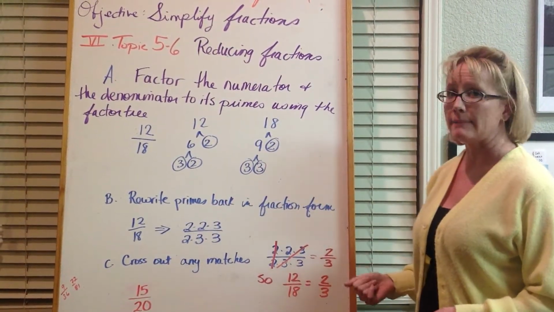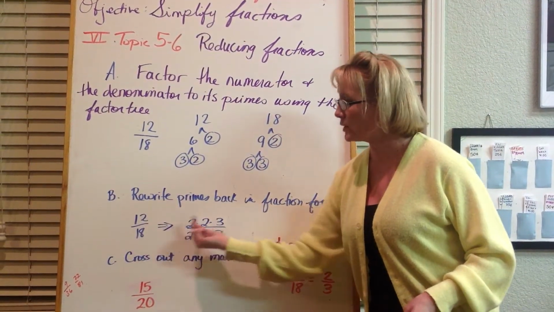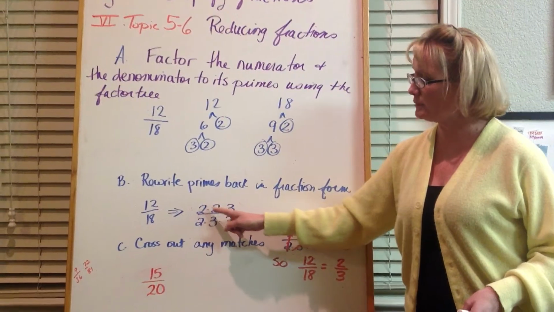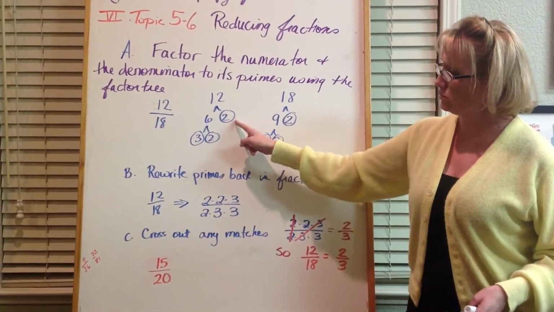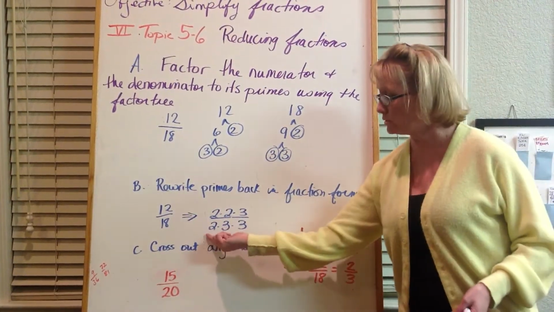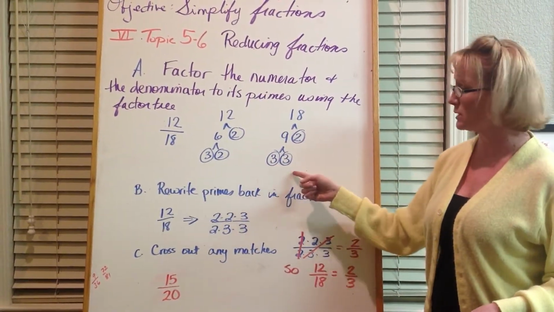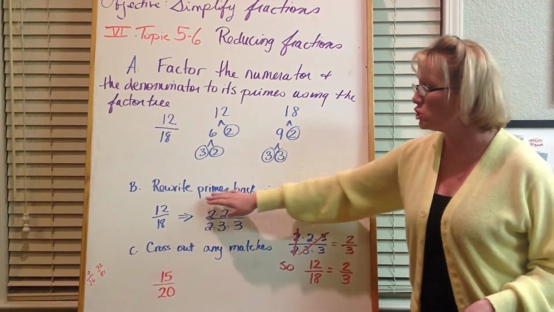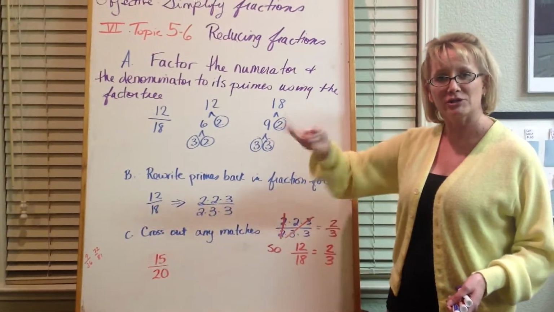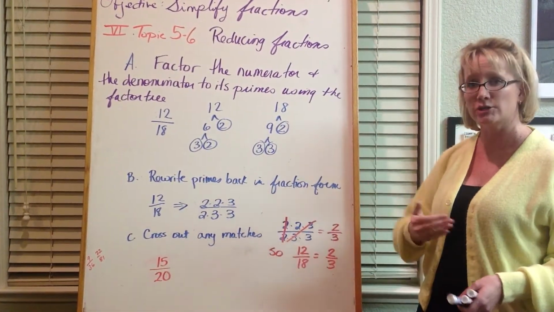Once I've done that, I'm now going to rewrite my fraction again. But instead of writing it as 12/18, I'm going to write it as the primes. My 12 is a 2 times 2 times 3, and my 18 is a 2 times 3 times 3. It's really important that you keep the numerator primes on top and the denominator primes on the bottom, or your fractions will get flipped. Our third step is now we're going to cross out any matches.